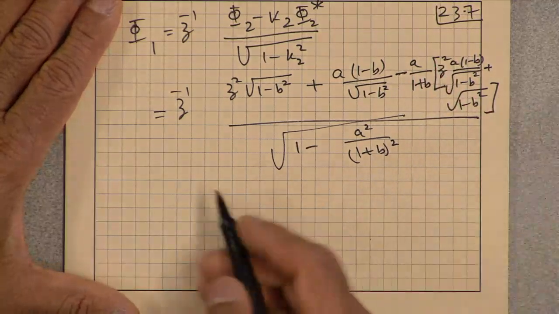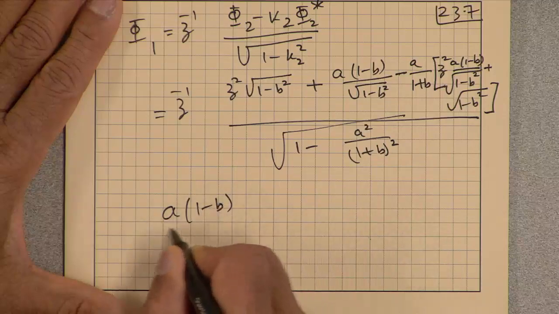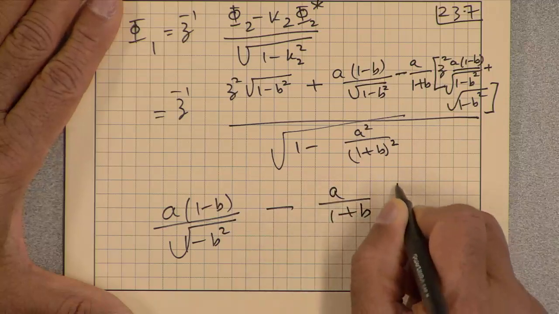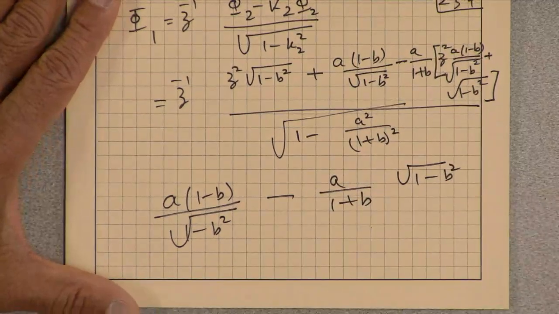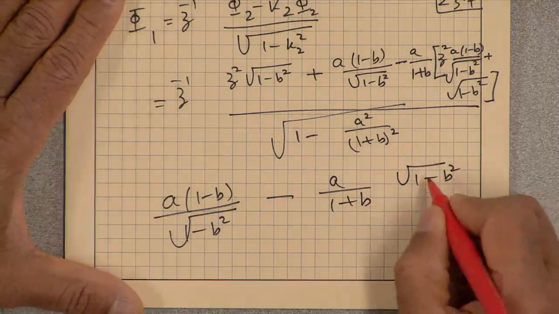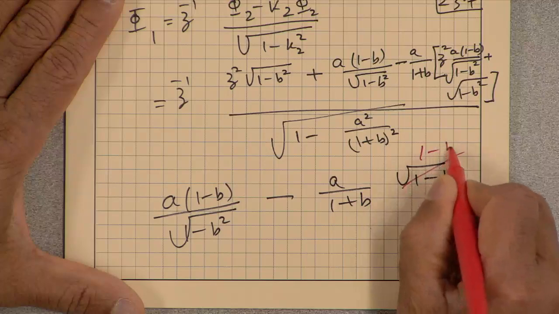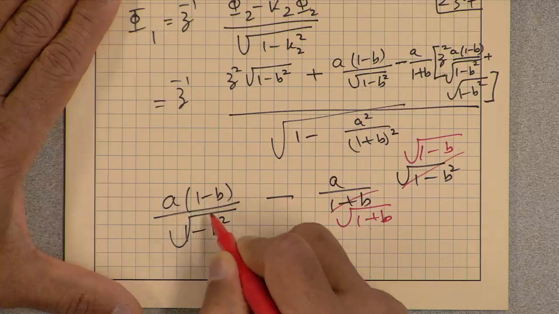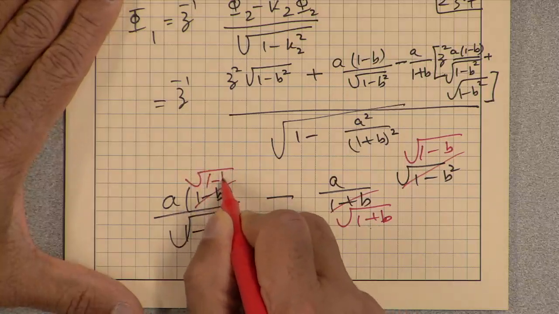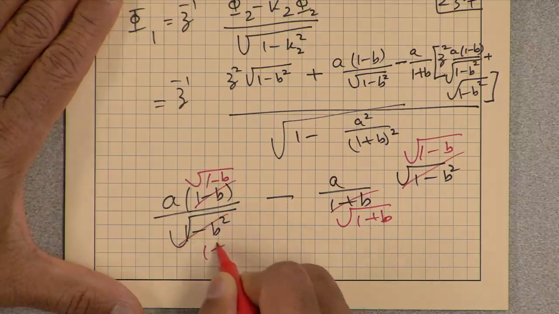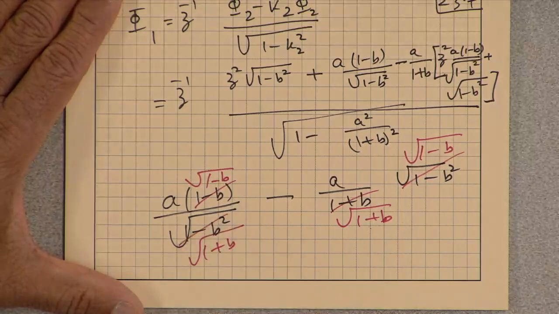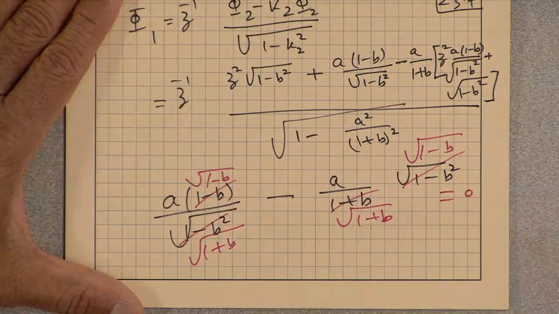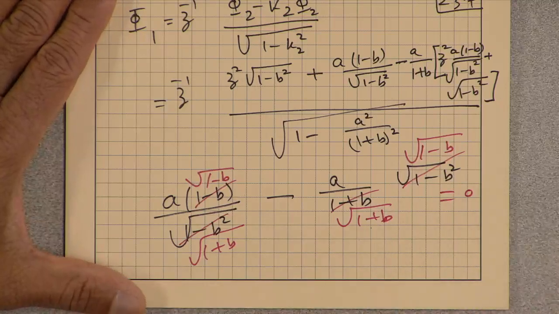okay, I think let's just write that down. A times 1 minus b by square root of 1 minus b squared, minus a by 1 plus b times square root of 1 minus b squared. So I cross out square root of 1 plus b, I'm left with square root of 1 minus b and square root of 1 plus b here. And I cross out square root of 1 minus b, I'm left with 1 minus b and 1 plus b. Okay. And you can see that they are indeed same. So that thing is 0, and that's how the constant term got cancelled out.